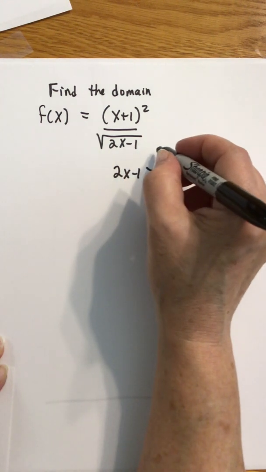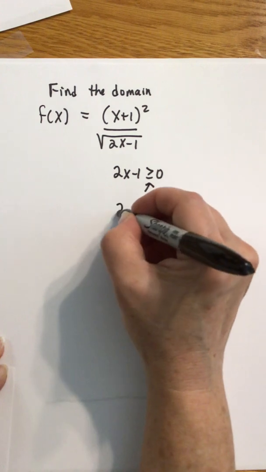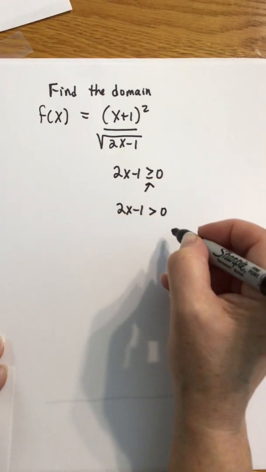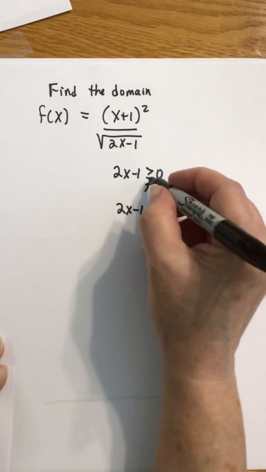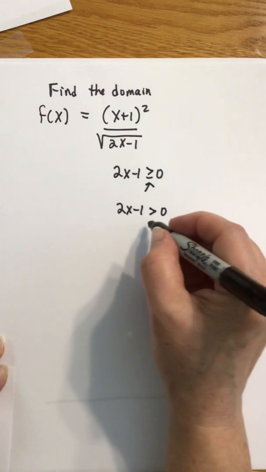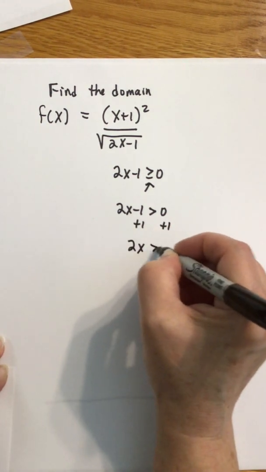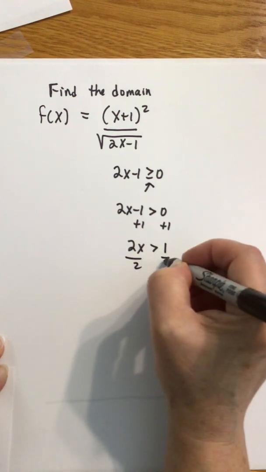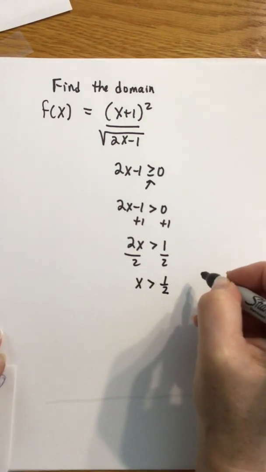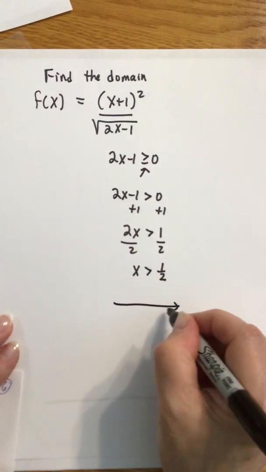But because it's in the denominator, this equals 0 has to go away. So we just have 2x minus 1 is greater than 0. Because if we had the equal to 0, then it would make the denominator equal to 0. So I add 1 to both sides. I get 2x is greater than 1. Divide by 2. X is greater than 1/2. So how do I put that on a graph? I have 1/2.